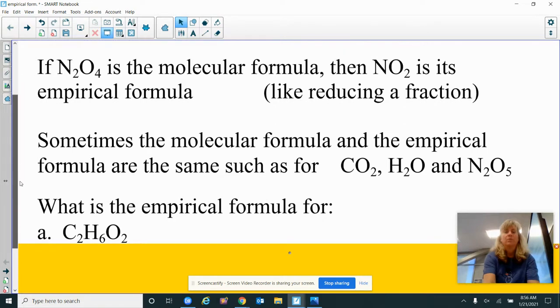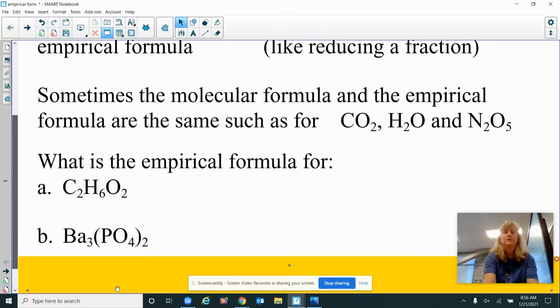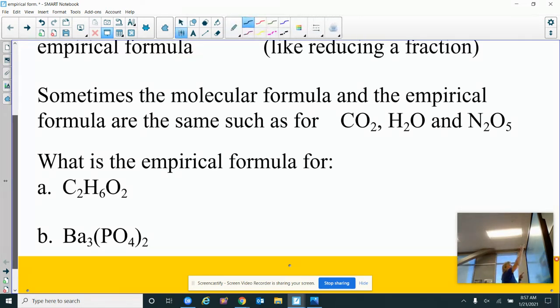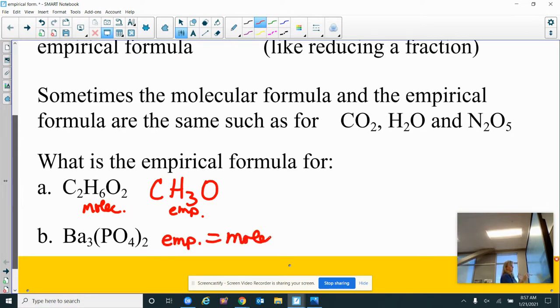So in this example, what's the empirical formula for C2H6O2? Well, we can divide all of those by 2. So the empirical formula would be CH3O. Okay, so this is the molecular formula. This is the empirical formula. For the second one, Ba3(PO4)2, I can't reduce that down. There's no number I can divide through. So the empirical formula equals the molecular formula.